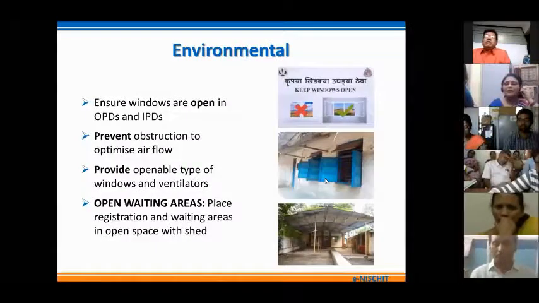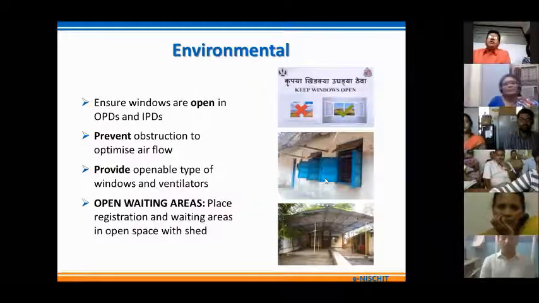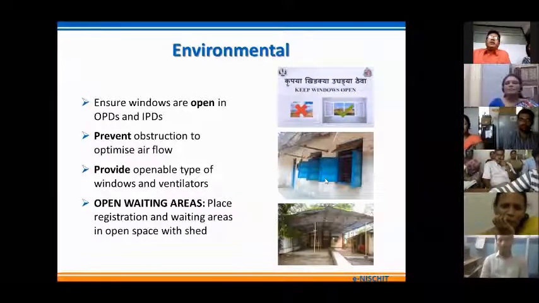So keeping all the doors and windows open, prevent obstruction to optimize airflow. Most of the time we see in the centers that there is some obstruction to the windows. Either a carton box is kept or there is a poster which is displayed there which will prevent the airflow. So all these things have to be really removed to get adequate environmental ventilation.